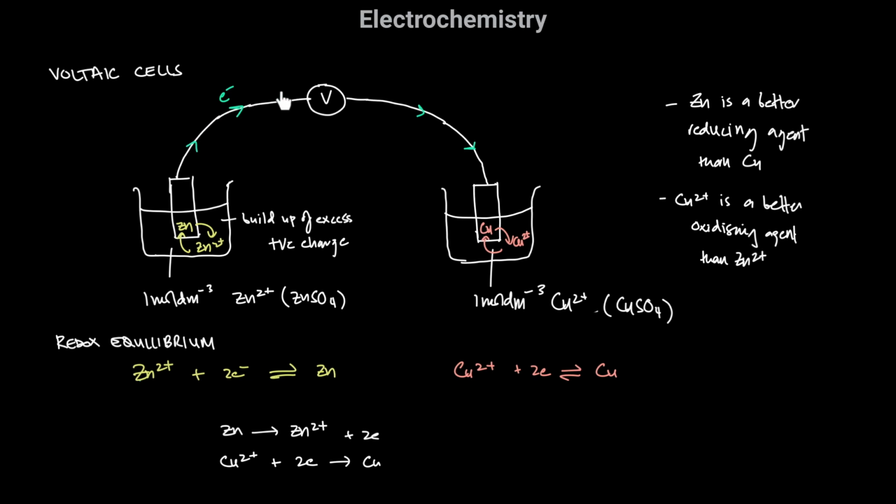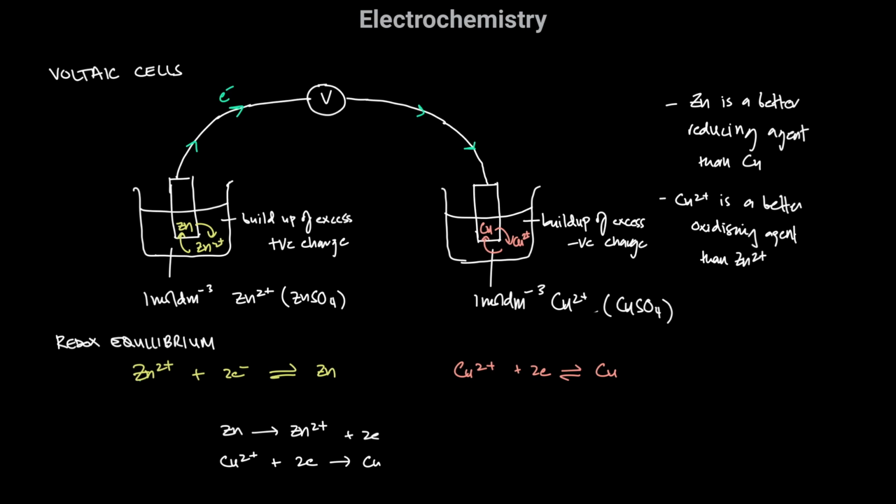And of course, over time, as the electrons are flowing to the copper electrode, we know that Cu2+ ions from the solution are depositing to form copper. So the concentration of Cu2+ ions is decreasing over time, and the number of sulfate ions obviously is remaining constant. Since the concentration of the cations is decreasing, we have an excess of sulfate ions. So that means that we have a buildup of excess negative charge over time.